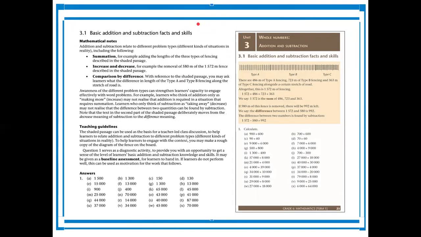Basic addition and subtraction facts and skills. Addition and subtraction relate to different problem types or different kinds of situations in reality, including the following. So there's summation, for example, adding the lengths of 3 types of fencing described in the shaded passage. Okay, so we'll get to that just now. There's increase and decrease. For example, the removal of 580 meters of the 1,572 meter fence described in the shaded passage. Okay, so that would be a subtraction.